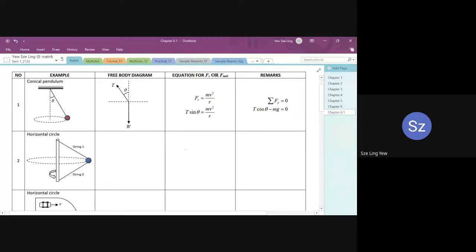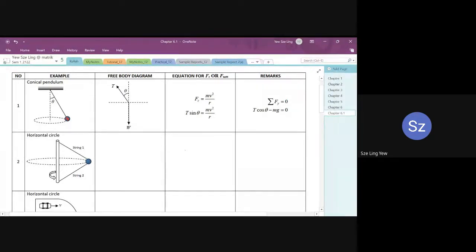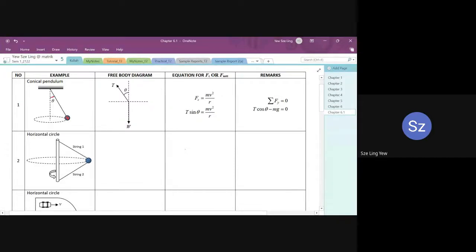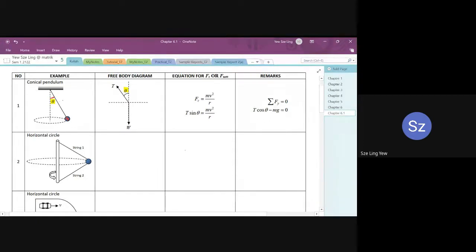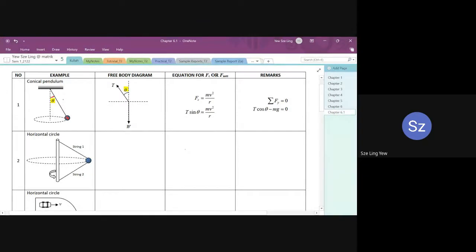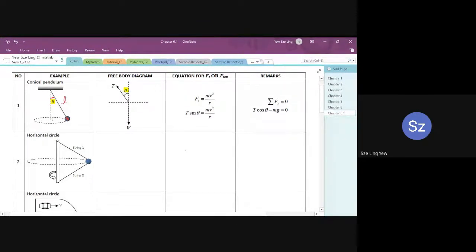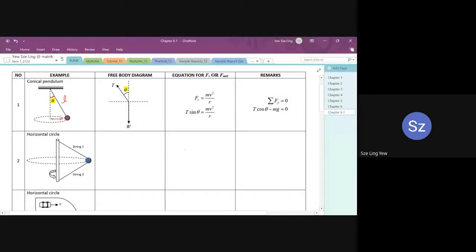If the angle given is the angle between the vertical axis and the pendulum, then when you transfer it into the free body diagram, this is where it is. Now these questions are sometimes very tricky. Questions like to give you the length and the radius, but then they don't give you the angle. So you yourself have to know how to calculate the angle from the diagram given.